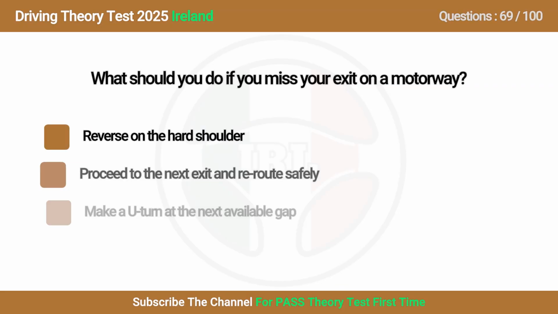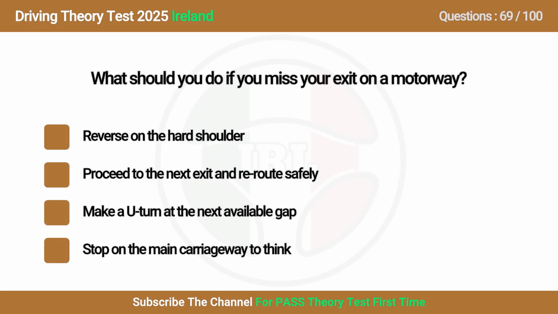Question 69. What should you do if you miss your exit on a motorway? A. Reverse on the hard shoulder. B. Proceed to the next exit and exit safely. C. Make a U-turn at the next available gap. D. Stop on the main carriageway to think.